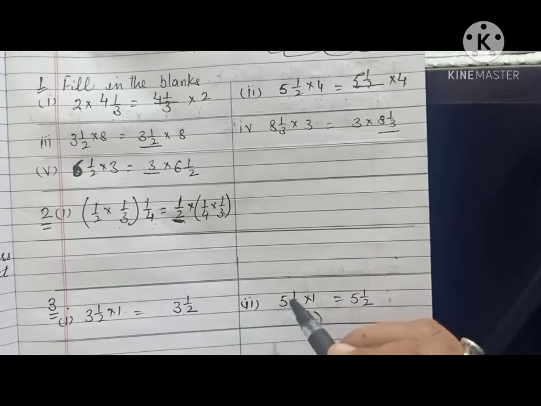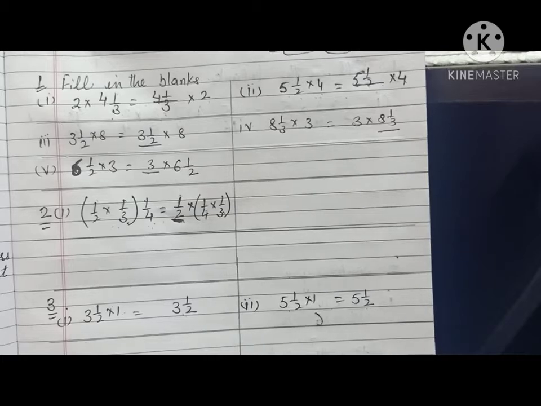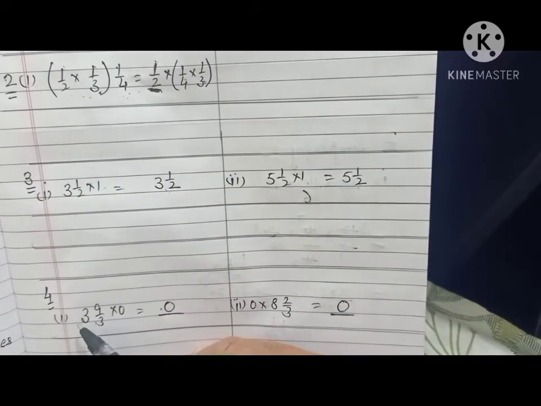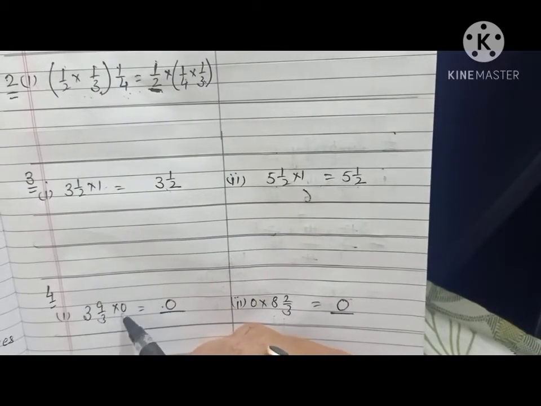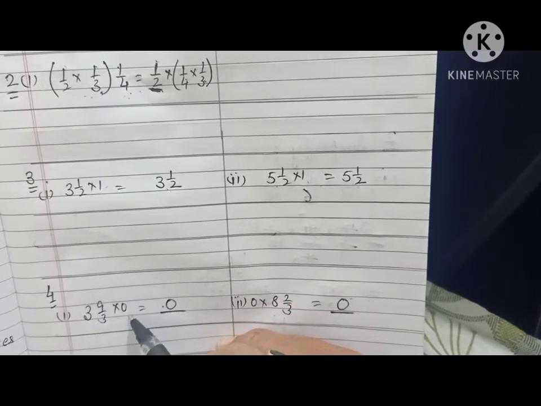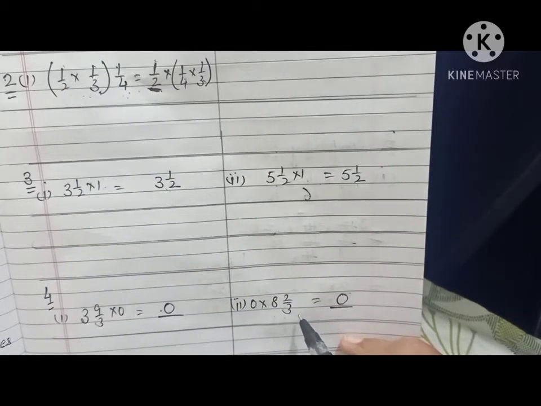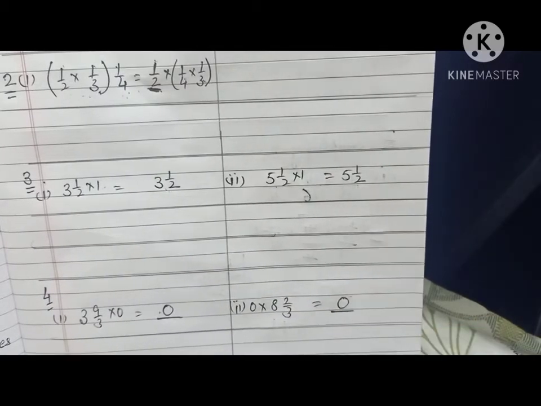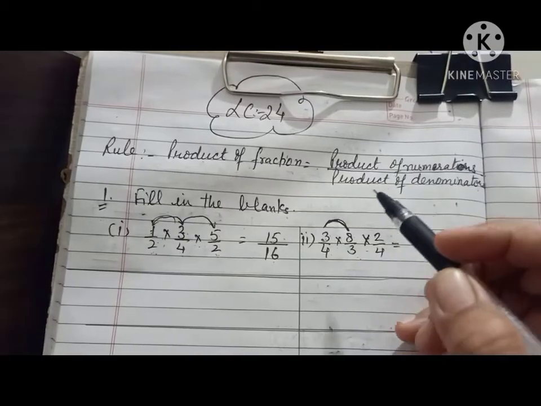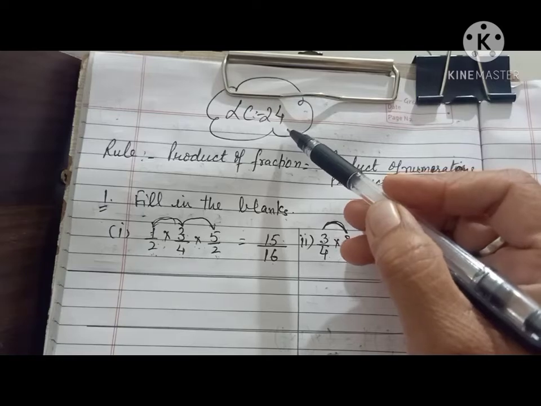Fraction is 5 1 by 2, multiply by 1, we will get the same fraction. Fourth part of the question is 3 9 by 3 multiply by 0 is equal to 0. If any fraction is multiplied by 0, we will get the 0 number, or 0 multiplied by any fraction, we will get 0.